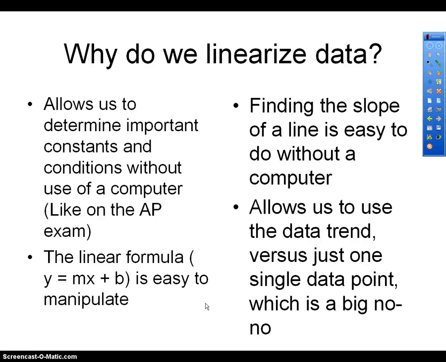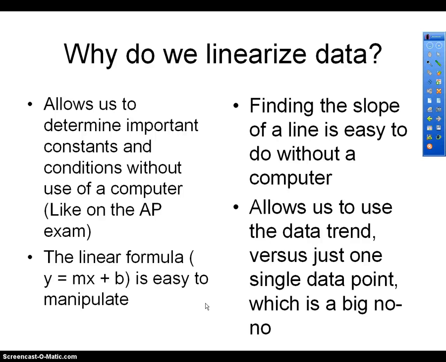So one of the skills that we're going to learn is that if we plot everything like a line, linear formulas are really easy to manipulate and analyze. Finding the slope of a line is always something you can do even without a computer. So if we linearize our data and we know how to find the slope and figure out what the slope is equal to, that will allow us to determine either constants or certain constraints, or help us verify that our data is correct.